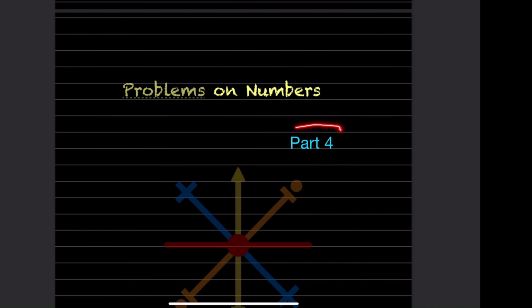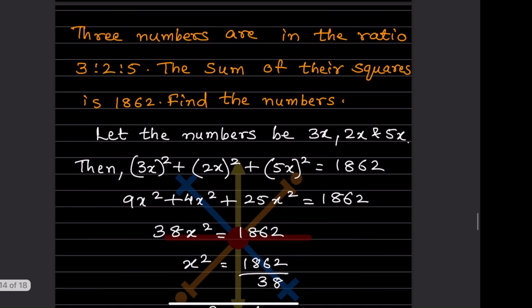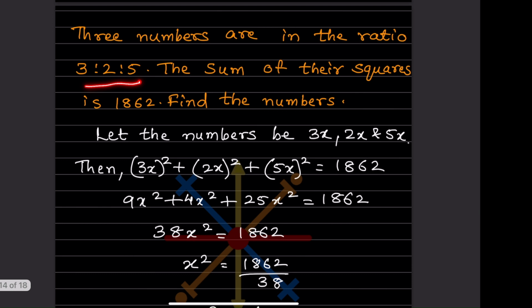So today we are going to see part 4 on the topic that is problems on numbers. This question is given here that three numbers are in the ratio 3:2:5. The sum of the squares is 1862. So we have to find the numbers.